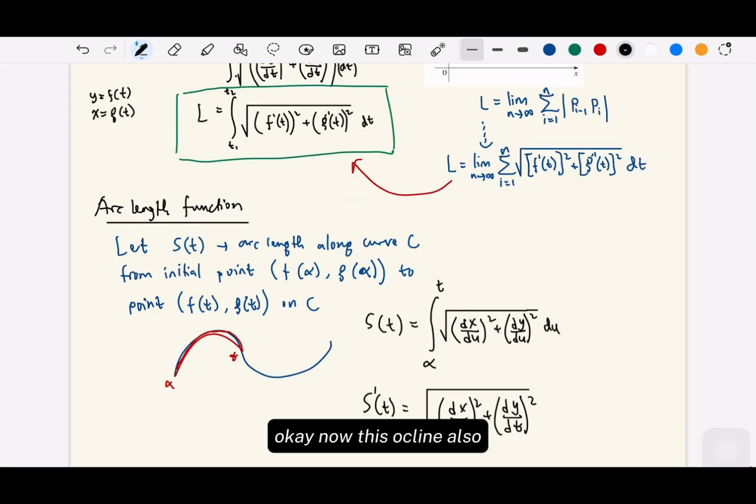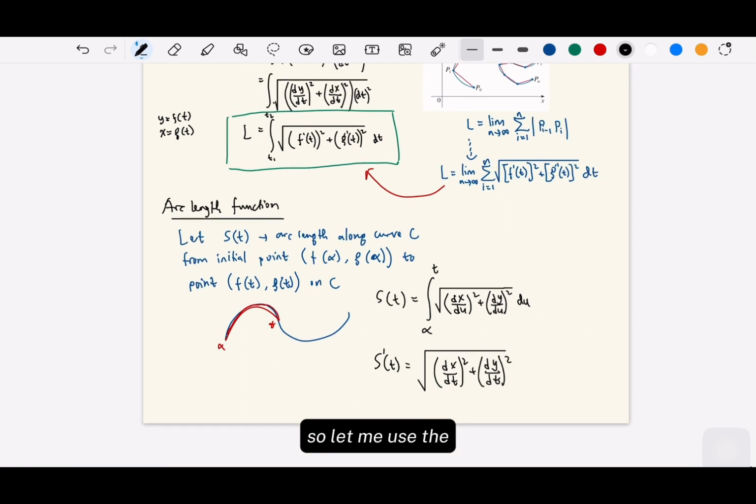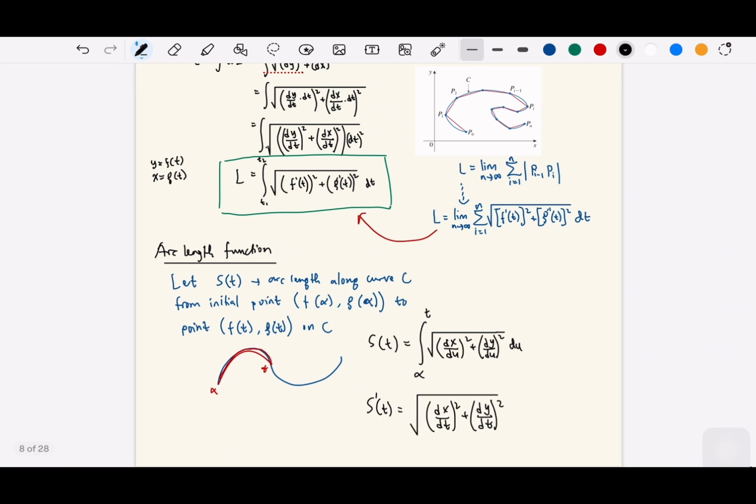Okay, now this arc length also usually we can connect to other components. In calculus, we can also measure the surface area. If you remember the surface area, so let me use a new page.